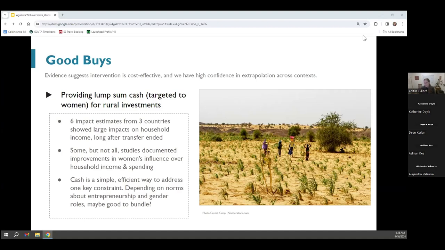way to address one really key constraint that women farmers often face. But you'll remember that my map of all of the constraints was quite complicated. There were a lot of them. And so depending on norms about entrepreneurship or gender roles in a particular context, we don't want to suggest that this is a panacea and is going to fix everything. It is surprisingly effective, and it's hard to screw up, as I said, but it may be a really good candidate for bundling with other interventions that address those norms and unlock the ways in which women can be investing as they choose to increase their income.